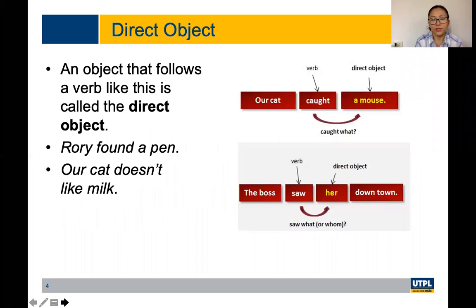Let's see a few examples of direct object. We are going to start with that. An object that follows a verb like this in the example is a direct object. Rory found a pen. Our cat doesn't like milk. In the example in the image, we have: our cat caught a mouse. A mouse is the direct object. And: the boss saw her downtown. The direct object is her because it comes after the verb.